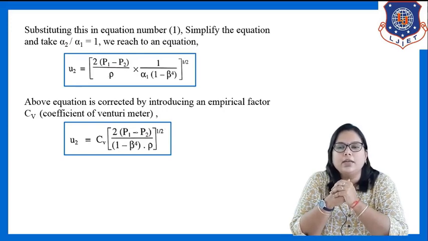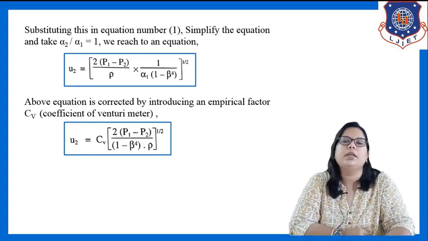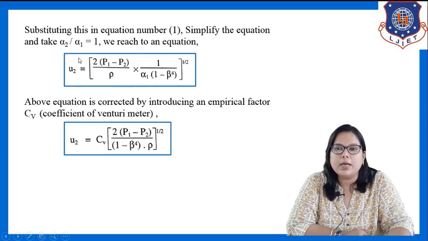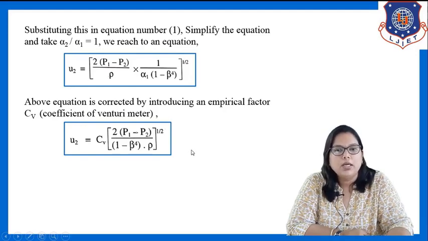So I have entered here a correction factor which is known as coefficient of Venturimeter, and I have used the term CV. CV is coefficient of Venturimeter. So in the above equation, I have introduced a coefficient of Venturimeter CV. So U2 equals CV under root of 2 (p1 minus p2) upon (1 minus beta raised to 4) into rho. Fine. So this is the final equation of velocity at throat U2, introducing the correction factor.